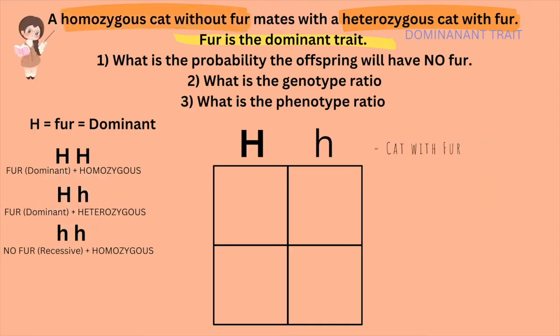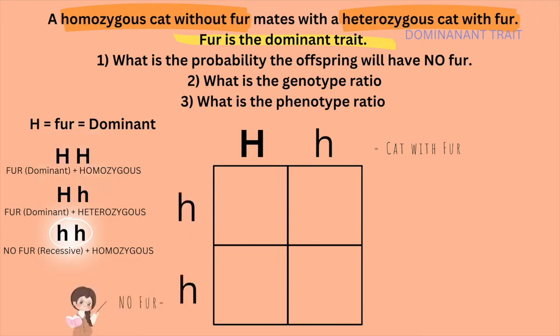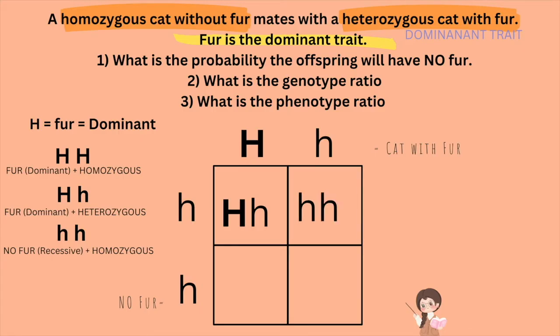Next, let's work on the second cat parent. Here it says we have a homozygous cat without fur. So we need to look for a genotype that matches that description. Two genotypes are homozygous, but only one of these is going to yield a phenotype without fur. So we're going to put that genotype into the Punnett square to represent the cat parent without fur. Next, we're going to go ahead and fill in these boxes. So big H and little h gives us big H, little h. Little h and little h is going to give us little h, little h, and so on.